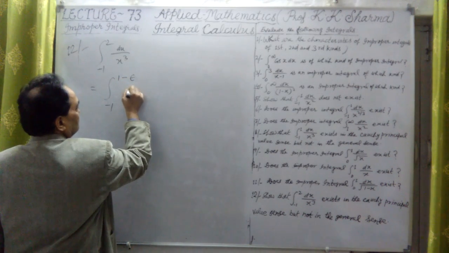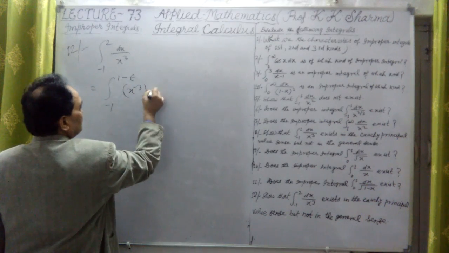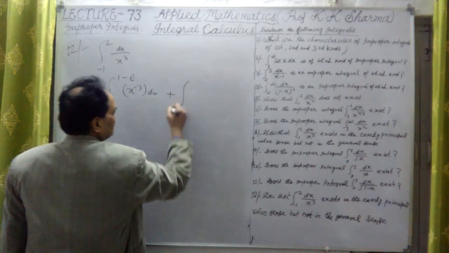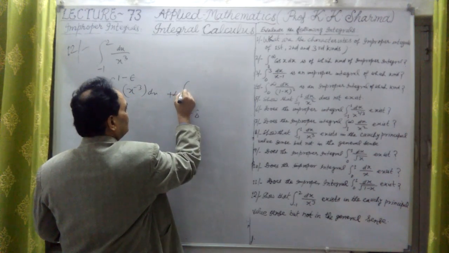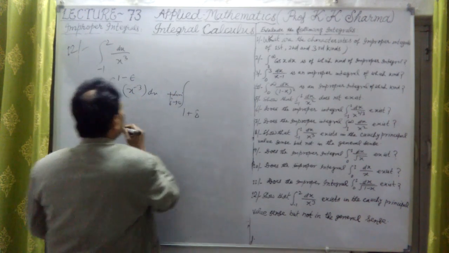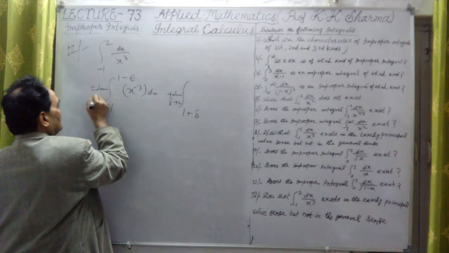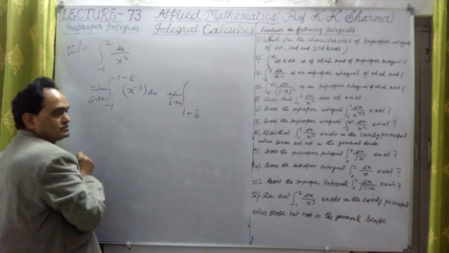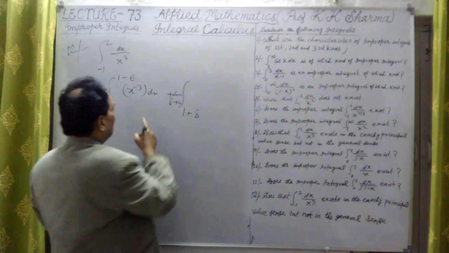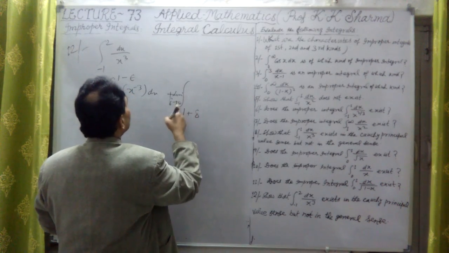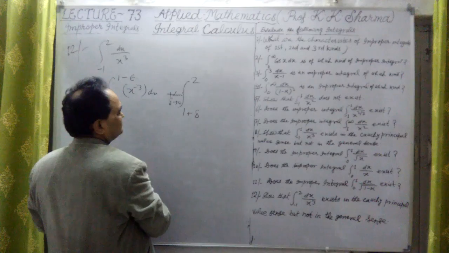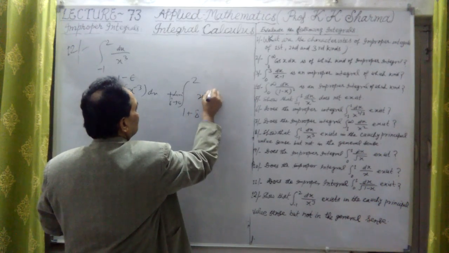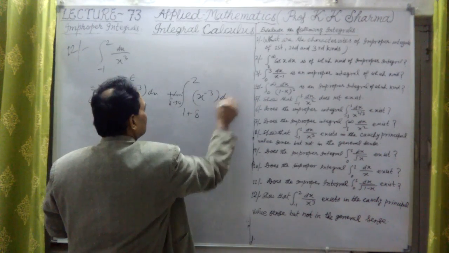This is x raised to power -3 dx, plus this is 1 plus delta, limit delta tends to 0. Here limit epsilon tends to 0. This is the definition of Cauchy's principal value theorem, sorry, general value theorem. And this is 2 here, and this is x raised to power -3 dx.